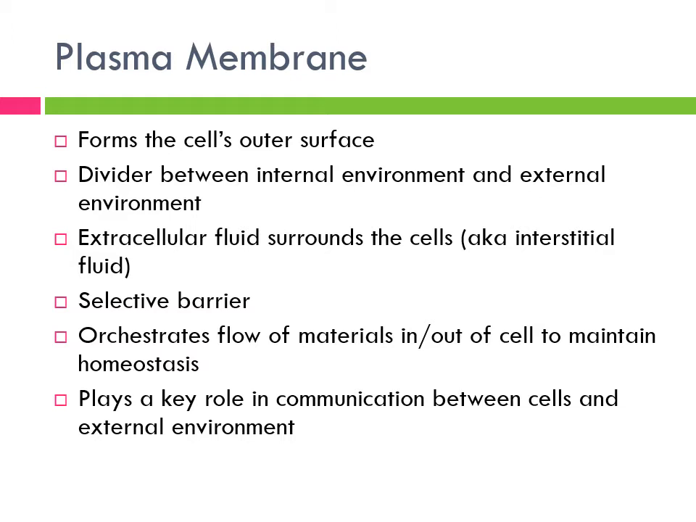Plasma membranes are what we call a selective barrier. That means that some things are allowed to pass freely and other things are not. They require active movement in and out of the cell. So the membrane is what decides who and when gets into the cell and gets out of the cell. It also plays a key role in communication between different cells and their external environment.